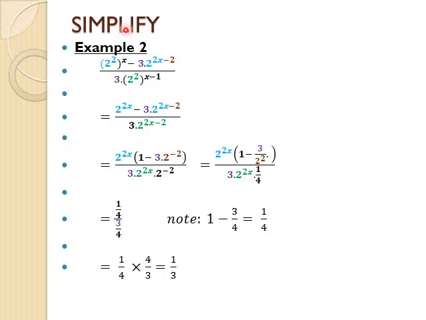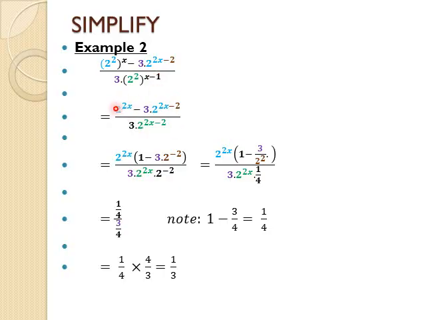Right, so example number 2, they say simplify. Give me 2 to the power 2 and outside x minus 3 times 2 to the power 2x minus 2 divided by 3 times 2 to the power 2 raised to the exponent x minus 1. Right, so here applying law 3, 2 times x gives me 2x. That there simply stays as appears. In the bottom, 2 times x becomes 2x, and 2 times minus 1, negative 2.